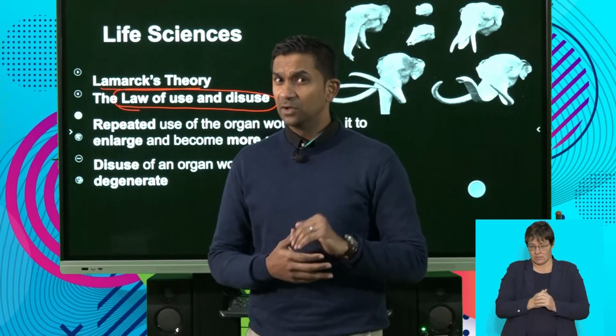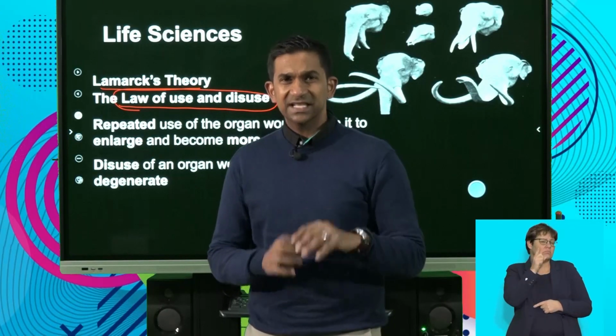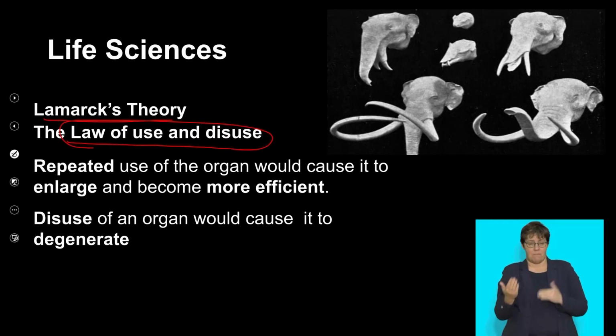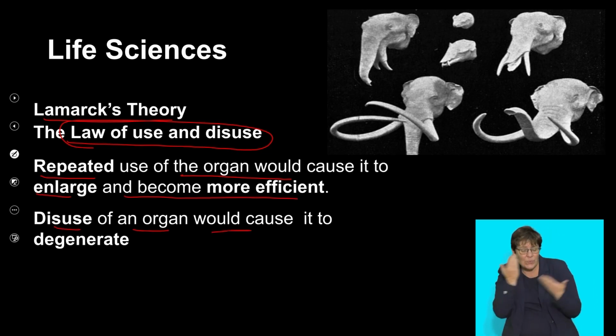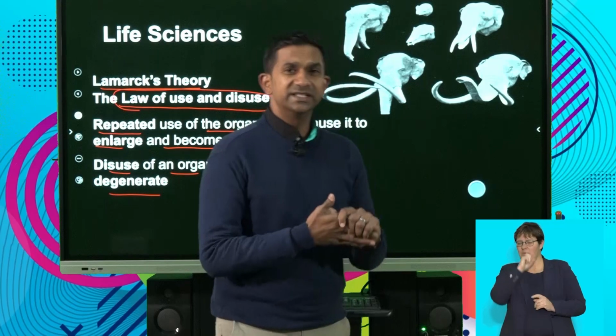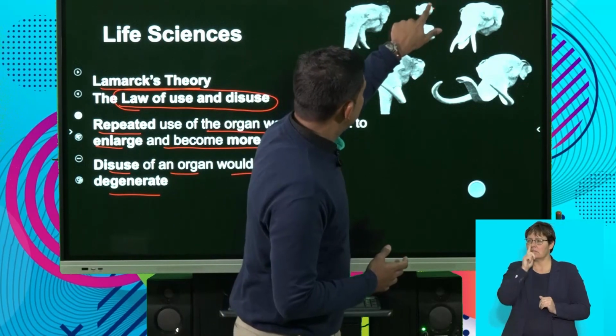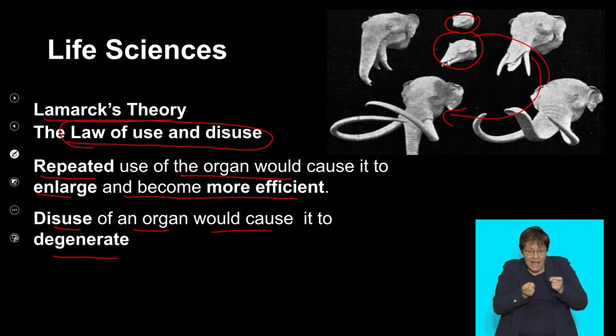And so some people often believe that that is true. And so let's test that. Let's unpack the theory. Okay, so he mentioned repeated use of organs would cause it to enlarge and become more efficient. The disuse of an organ would cause it to degenerate. Guys, if we look at these images here, we can see up here the ancestral shape of the head of the elephant, and we can see that gradually over a period of time the tusk of these elephants have become longer.